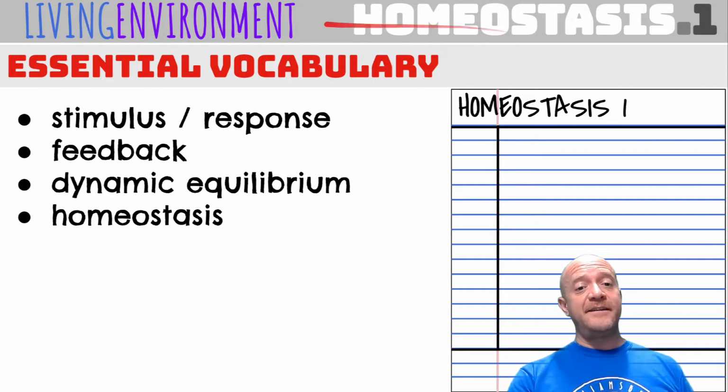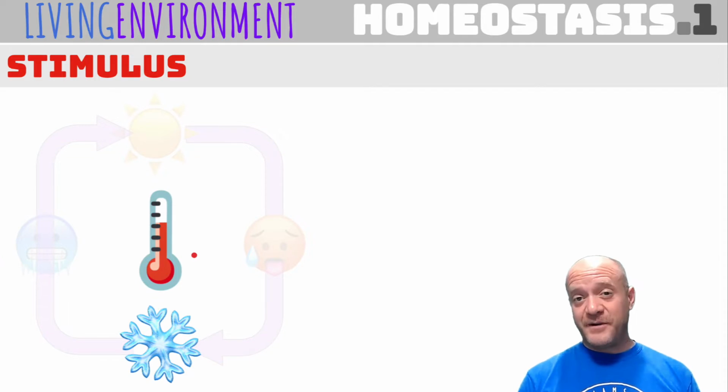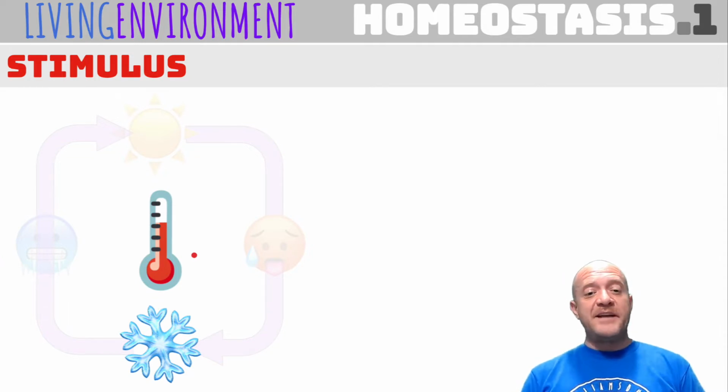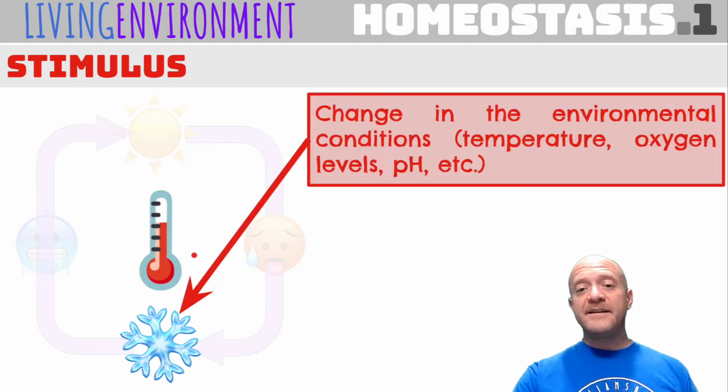Today we'll be discussing stimulus, response, feedback, dynamic equilibrium, and homeostasis. So I will give an example using temperature. And this low temperature, when it's really cold outside, this serves as a stimulus. And a stimulus is simply a change in environmental conditions, like temperature in this case, could be also oxygen levels, pH, sunlight. Any environmental condition that changes is a stimulus.